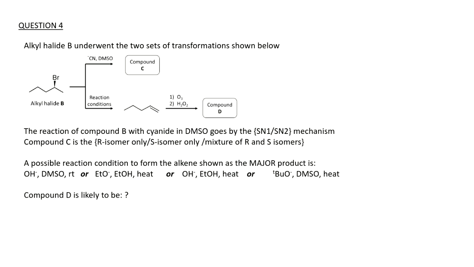All right, question 4. Here you are given alkyl halide B, and you are asked to determine what compound C will be when it reacts with cyanide in DMSO. You're also given some options here to give us this particular alkene. And then what will happen when this alkene reacts with ozone in the presence of peroxide to give compound D. So you're asked to figure out what compound D will be, what compound C will be, and what are the reaction conditions.